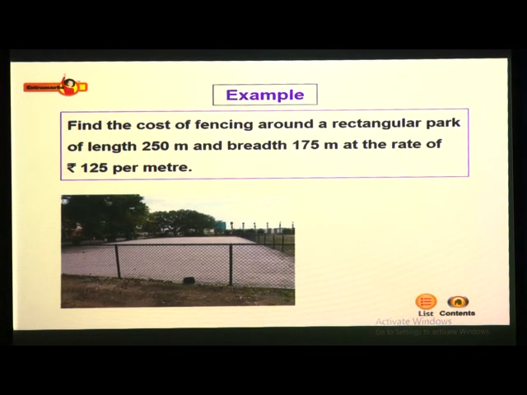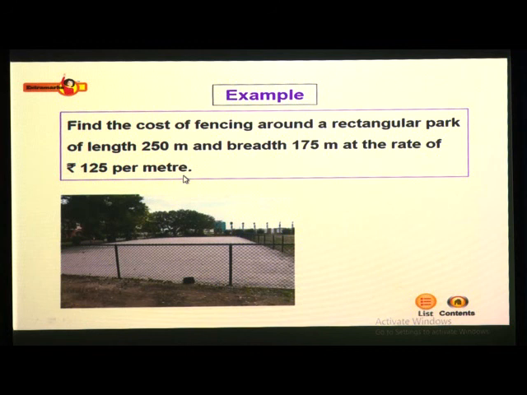Let us see the next example. This is a little different kind of example where we need to solve the word problem in two different steps. Let us understand the question first. Find the cost of fencing around a rectangular park of length 250 meter and breadth 175 meter at the rate of 125 per meter. See, it is a rectangular park.